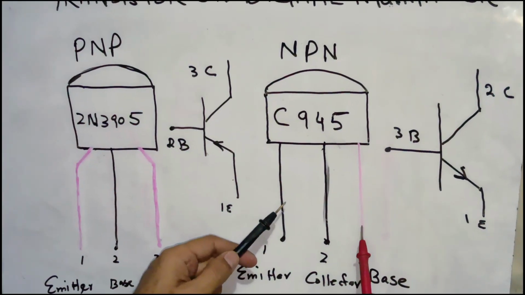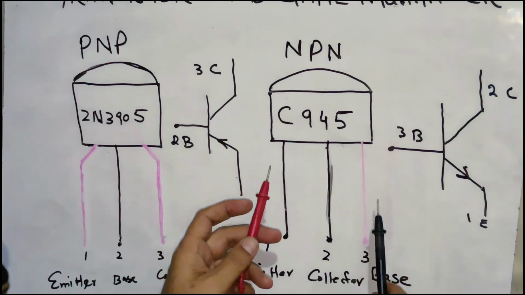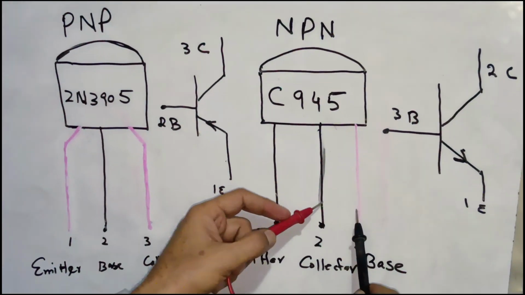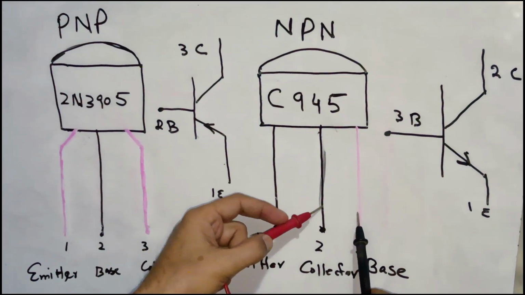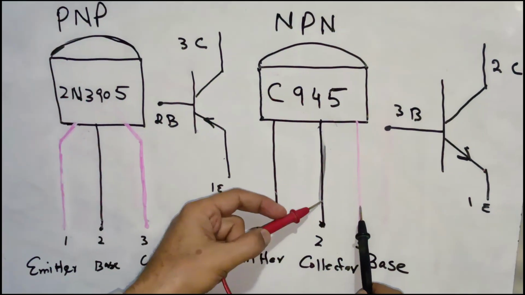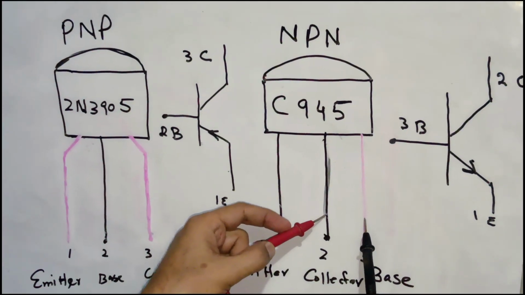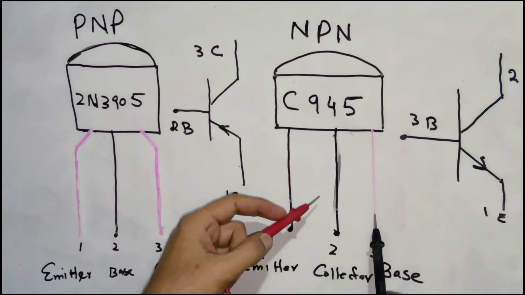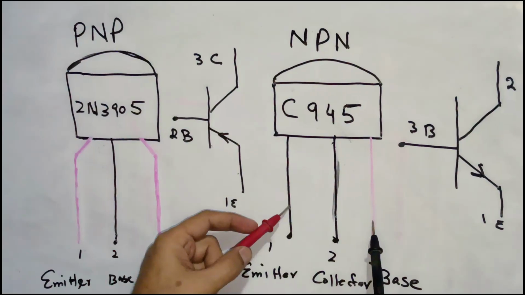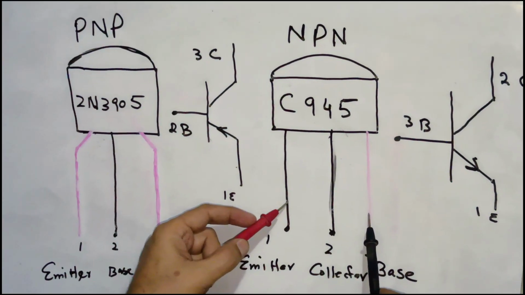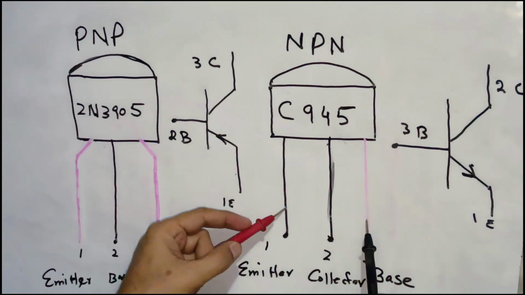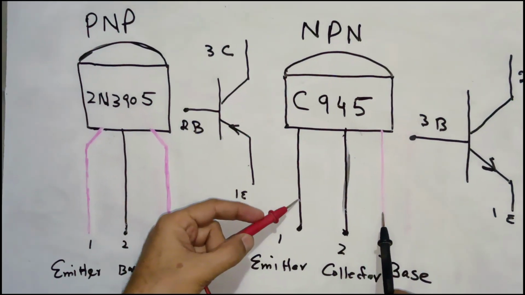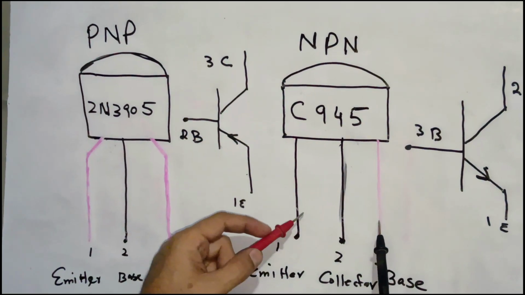So if we change the probes, we place the negative here and put the red on terminal number 2, it will not show any resistance. It will show infinity resistance. Remain the negative probe on the base and place the red probe with terminal number 1. In this condition it will not show the resistance, because in both cases the diode is reverse biased.